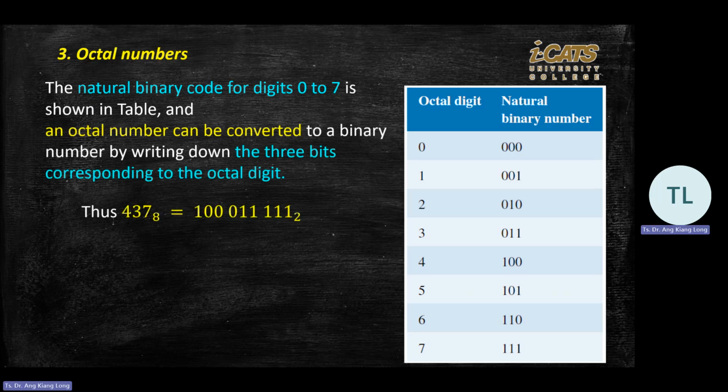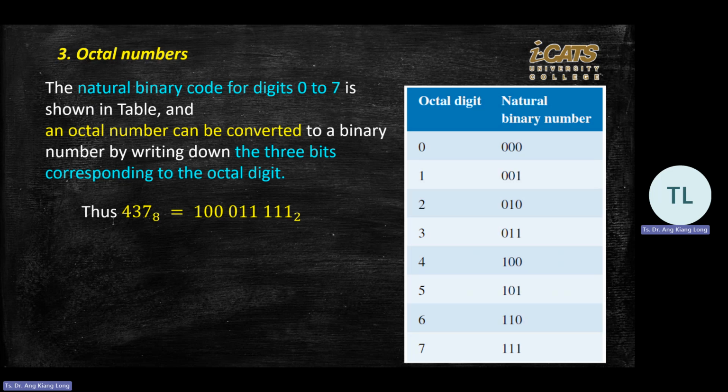For example, you are given the octal number 437 base 8. You need to convert to base 2. Again, you need to refer to the correct table. There are many tables in this chapter. This is the octal digit to binary table. Later there's one more table, octal, binary and decimal, so don't read the wrong table. So for 437, you go to 4 and copy the number.